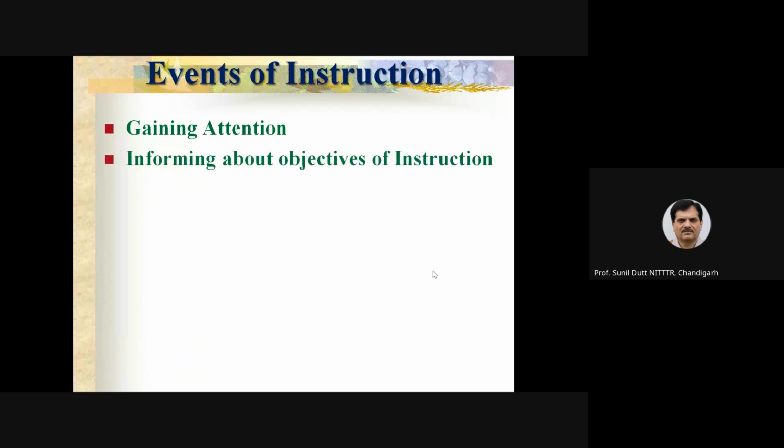Then comes informing students about objectives of instruction, because when you enter the class, students want to know why they are sitting in the classroom. So this event should occur twice. Firstly, after you have introduced your lecture, you are giving them a list of learning outcomes.